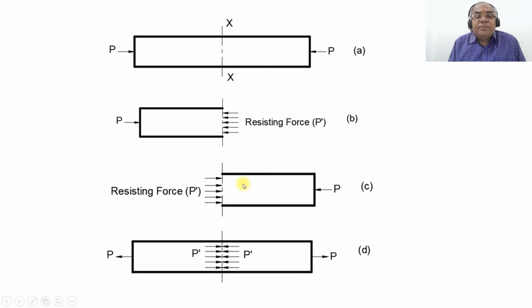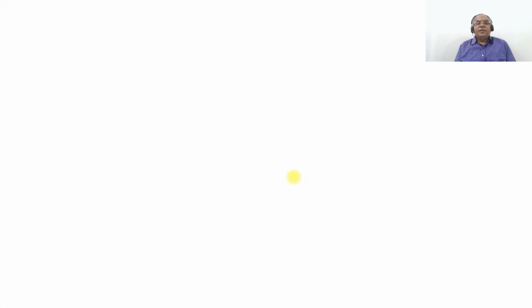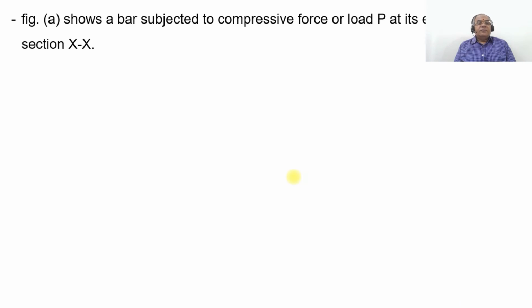Similarly, when considering the second member, member 2 is not in equilibrium because the load P is applied from the right towards the left side, so the body tends to move towards the left. To prevent movement, that is, to keep it in equilibrium, you should have a resisting force P dash acting from left towards the right, whose magnitude P dash will be equal to P, as shown in this figure. This is the combined effect of both members when the load is applied, so you get a load that is compressive in nature. That is what we have explained here.